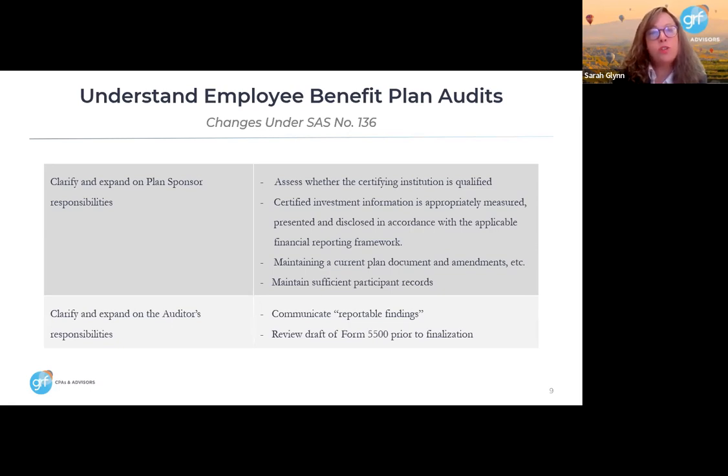The plan sponsor is also responsible for maintaining the current plan document and amendments, as well as maintaining sufficient participant records. Back to the second bullet point, the plan sponsor is responsible for the certified investment information, and that it is appropriately measured, presented, and disclosed. What does that mean? It means that the plan sponsor's responsibilities do not end when they receive the investment certification.